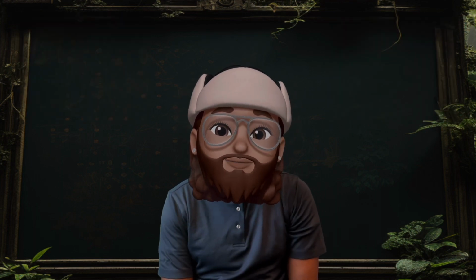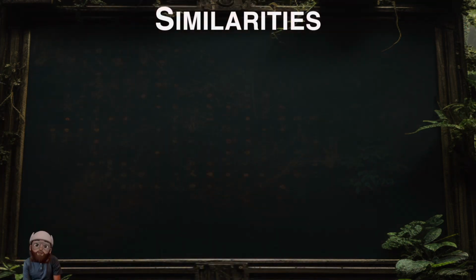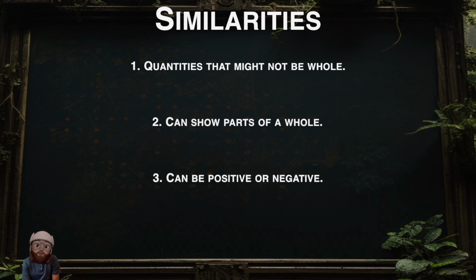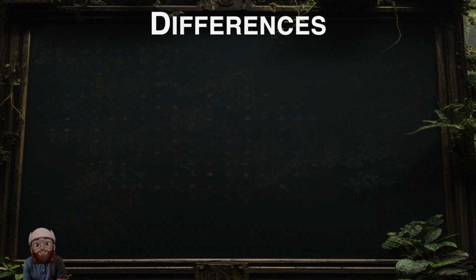Both rational numbers and decimals have some similarities. The first is they represent quantities that might not be whole. The second, they can show parts of a whole. And the third, they can be both positive or negative. But they also have differences.